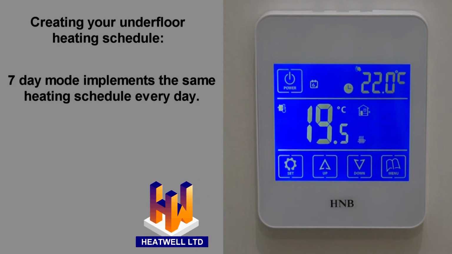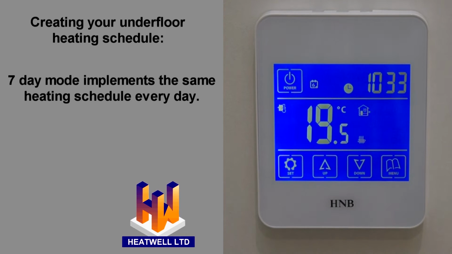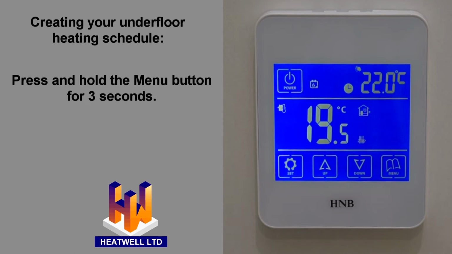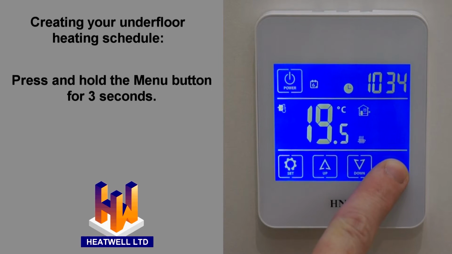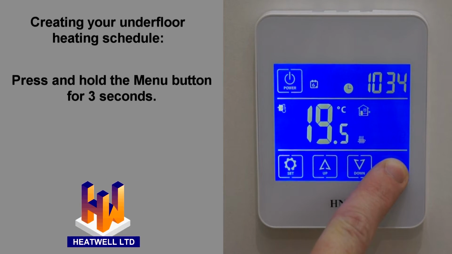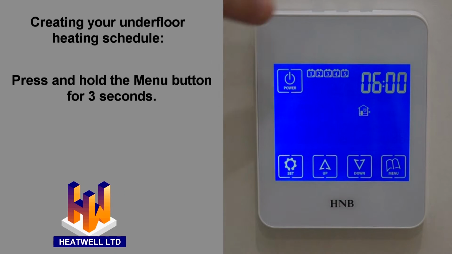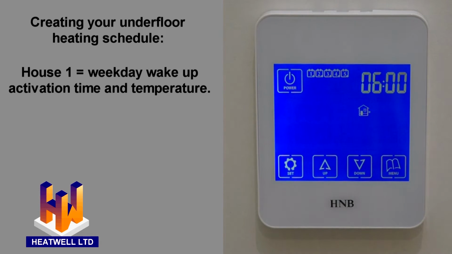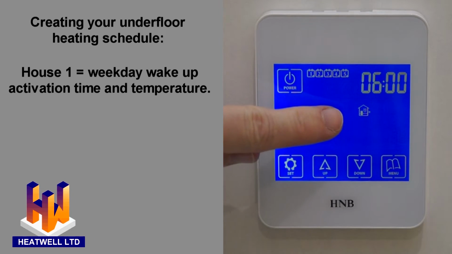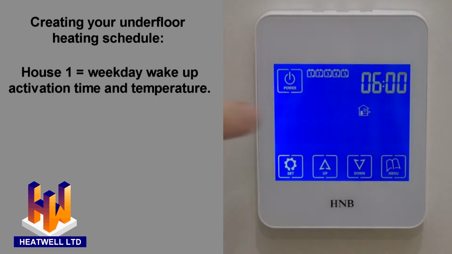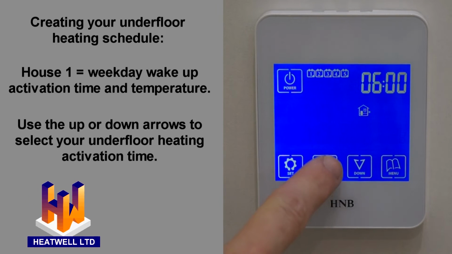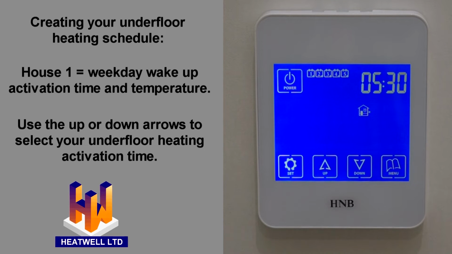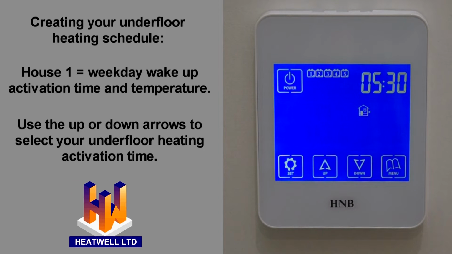Let's begin by programming the heating schedule for 5+2 day mode. Start by pressing the menu button for 3 seconds. The 5 weekdays will be displayed at the top of the screen, and the first house symbol will appear. This represents your weekday morning activation time and temperature. Choose your first activation time by using the up or down arrows, in this case 5:30 AM.